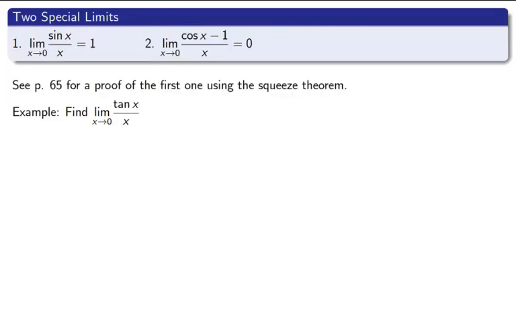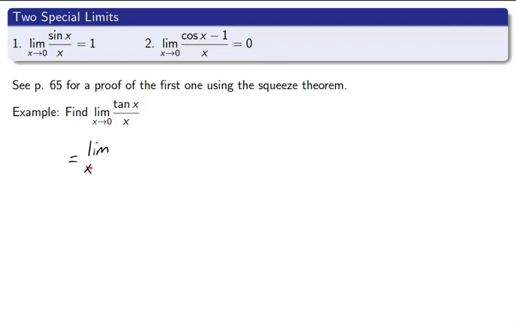The last thing to look at real quick is two special limits that you may encounter, and these are two good limits to know. Limit as x approaches 0 of sine of x over x is equal to 1. Limit as x approaches 0 of cosine x minus 1 all over x is equal to 0. These aren't really very easy to prove, but using the Squeeze Theorem they can be proven. It is a bit tricky though. However, let's see if we can use them.